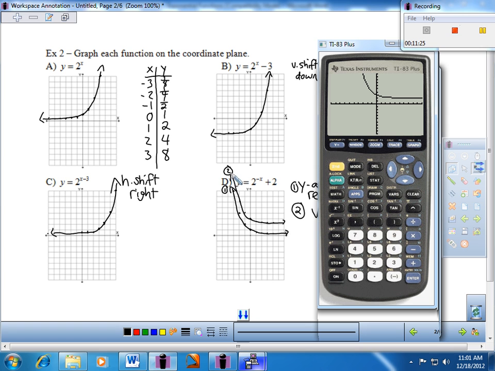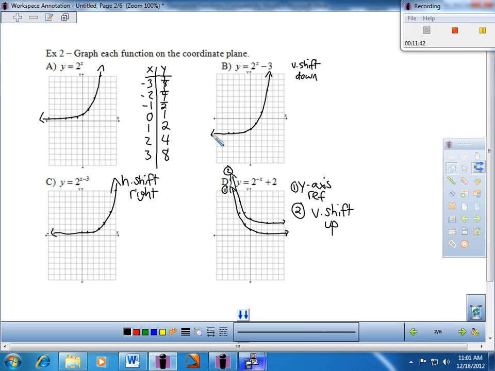And so you can see what I drew. Turned from exponential growth to exponential decay. And you could see everything moved up 2 as I get a horizontal boundary line at 2 as opposed to 0. Okay, not bad. So just want you to get comfortable with some of those.